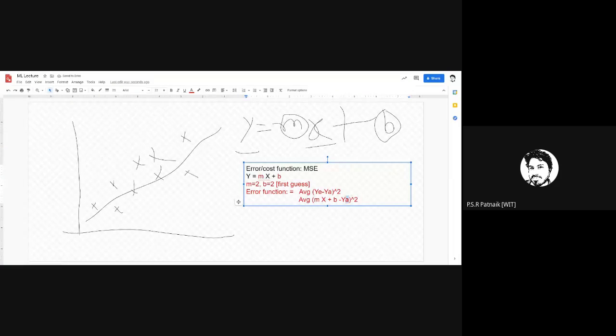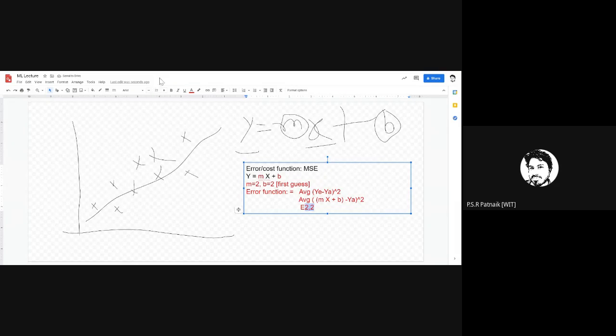Whatever internal value you get from this, square it. So this will give you a value, right? Whatever value you get, call it e, for example. And you are getting this e when m is equal to 2 and b is equal to 2.